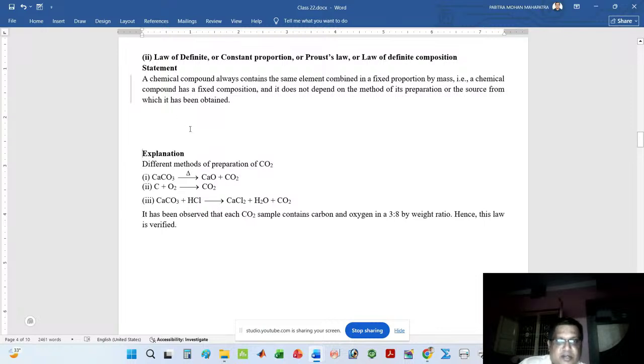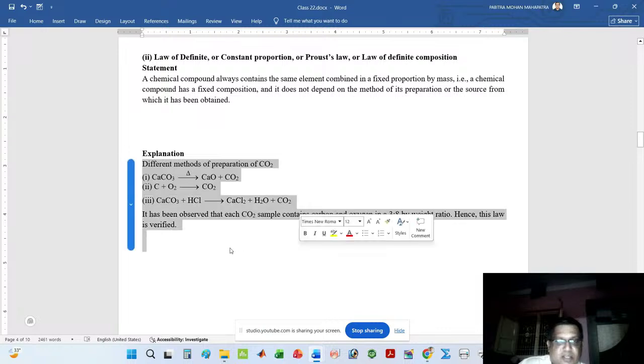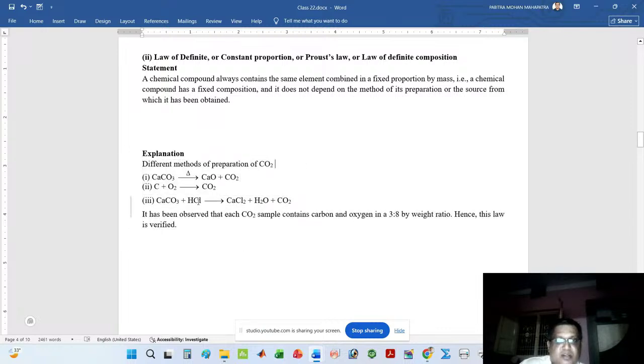Before going to the statement, at first I want to speak something about this explanation. Look at that. There are three equations given. This is the first equation, this is the second equation, and this is the third equation. Our main target is to prepare carbon dioxide. This is the first method of preparation for carbon dioxide, this is the second method, and this is the third method.